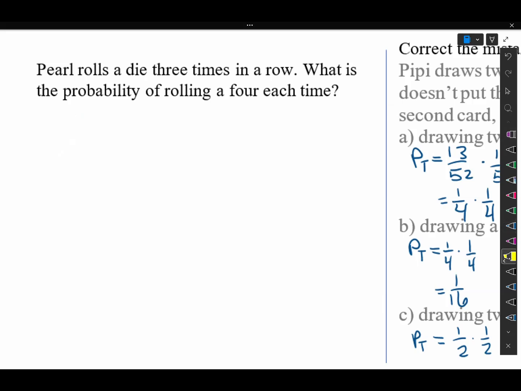I'm just kidding. Okay. We're working here. Pearl, rolling a die 3 times in a row. What's the probability of rolling a 4 each time? Now, we've already dealt with questions similar to this.